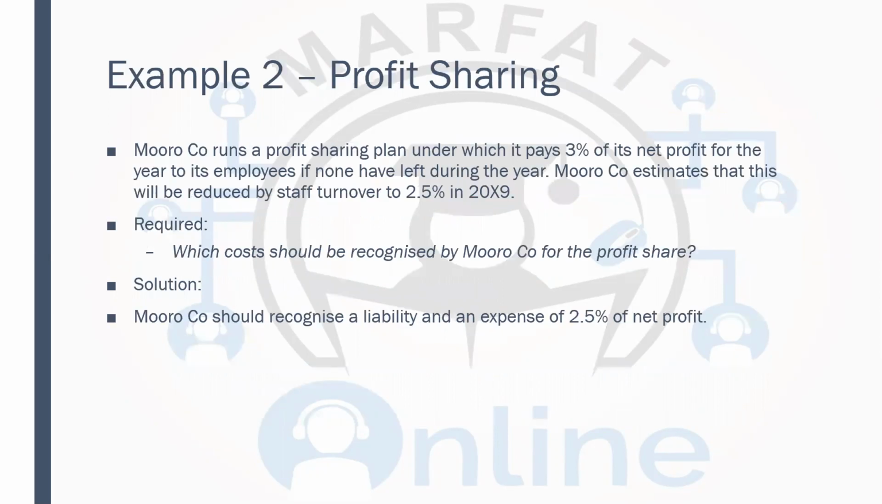So we have example number 2. Moro Company runs a profit sharing plan under which it pays 3% of its net profit for the year to its employees if none have left during the year. Moro Company estimates that this will be reduced by staff turnover to 2.5%. Which cost should be recognized by Moro Company? Obviously 2.5%, because now the reliable estimate is going to be 2.5%.